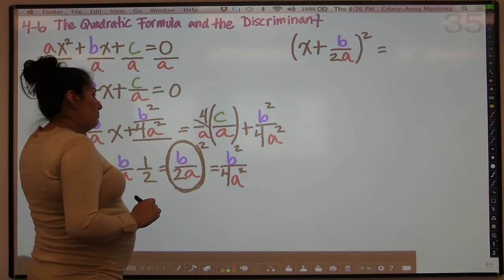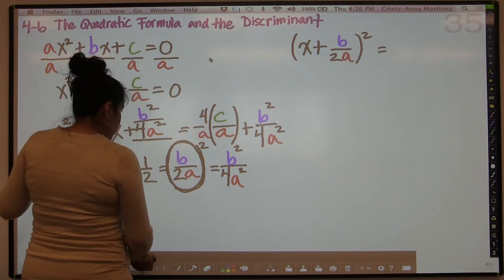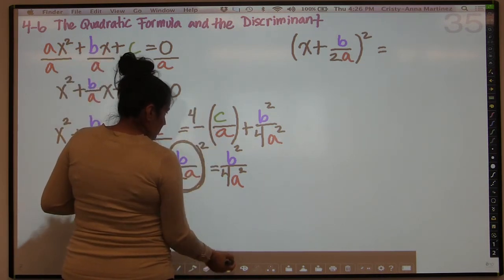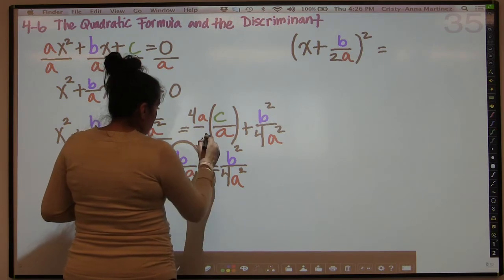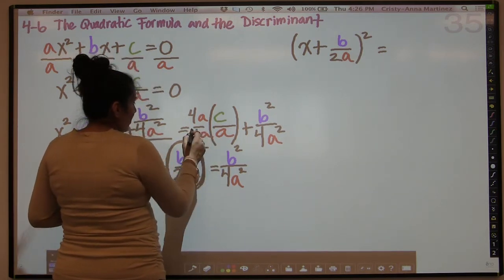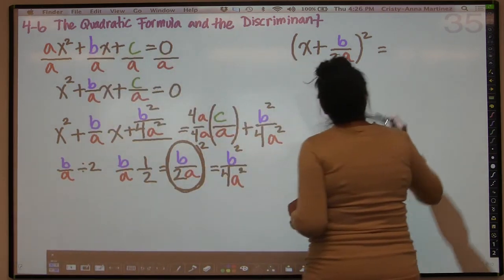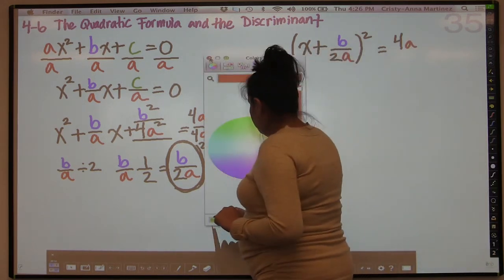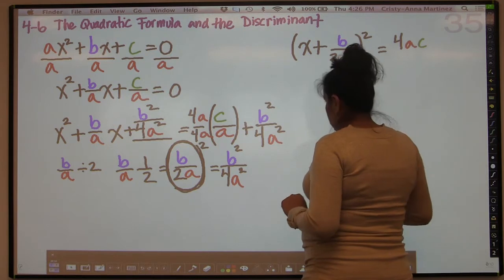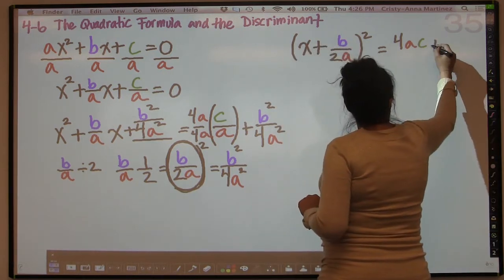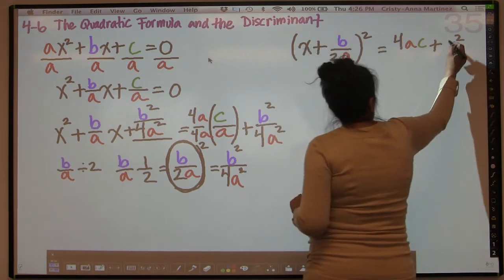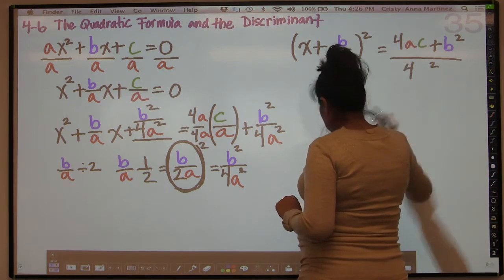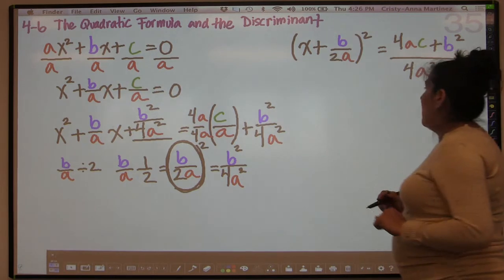Okay, sorry, I don't know why I did that. That's not right. I want to multiply the top by 4a, not divided by a, and the bottom also by 4a. Don't forget that it's negative, okay? So when I do that, I get 4a c plus b squared all divided by 4a squared.